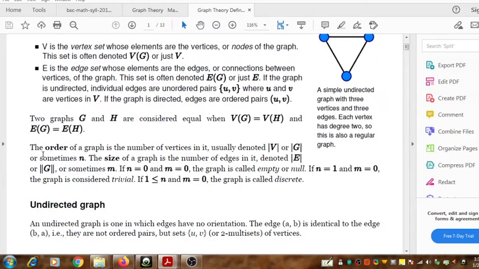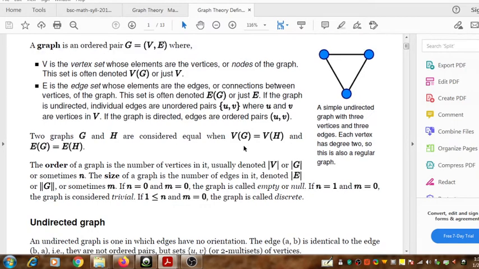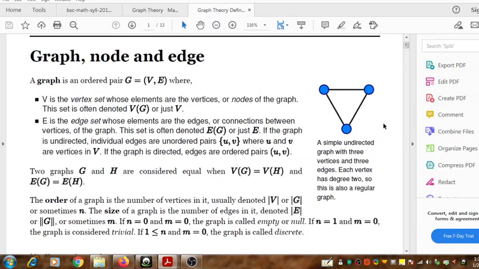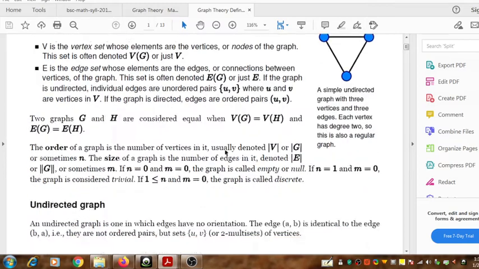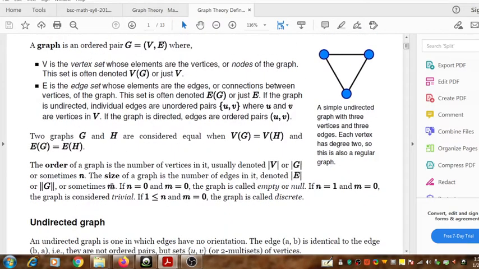Now we define order and size of a graph. Order of a graph is the number of vertices present in the graph. So if we consider this graph as an example, here 3 vertices are present, so 3 is the order of the graph, and we denote that order by small n. The size of the graph, on the other hand, is the number of edges present in it, and so size m is equal to the cardinality of E.